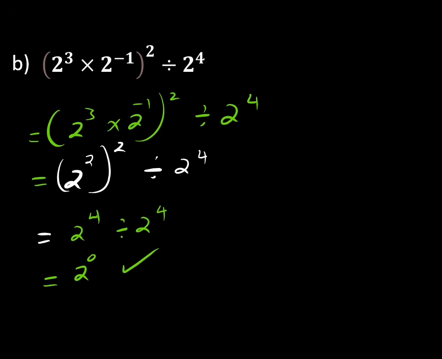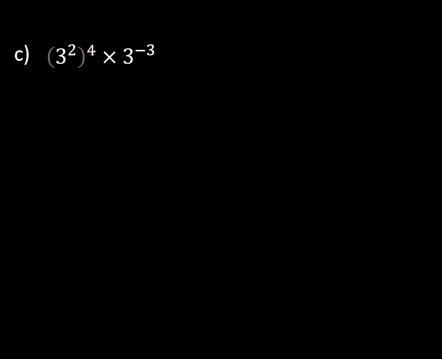So continue. Example 3. We have 3 power 2 raised to power 4 times 3 raised to negative 3. So simply, we start with the powers of power. It will be 3. Multiply the powers, 2 times 4 is 8, times 3 raised to negative 3. Then in multiplying, remember we add the powers. This will be 3, 8 plus negative 3 becomes positive 5. And therefore, that is the answer to part C.